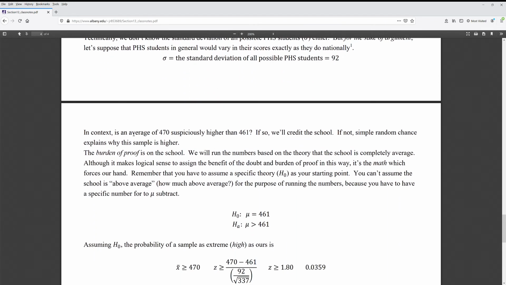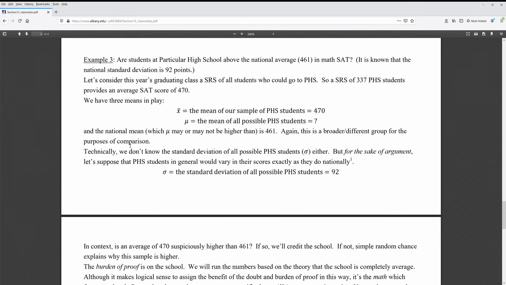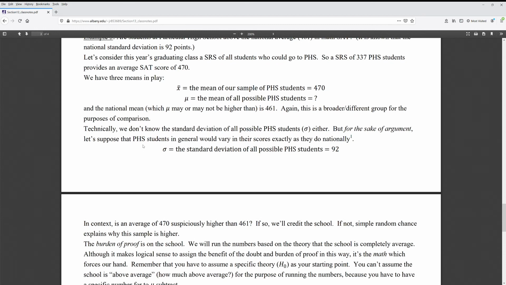So bottom line, is an average of 470 suspiciously higher than 461? If so, we'll credit the school. If not, simple random chance is why this particular class did as well as they did. Up to a point, it's plausible that this school is just like all other schools, and this class just happened to do a little better than average. Once that is no longer plausible, if it's suspiciously weird for an average school to produce a graduating class this good, then we'll credit it to the school.